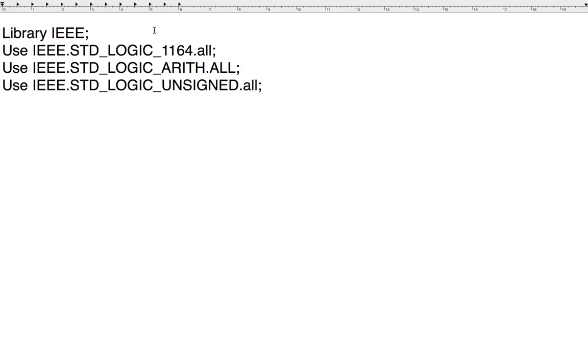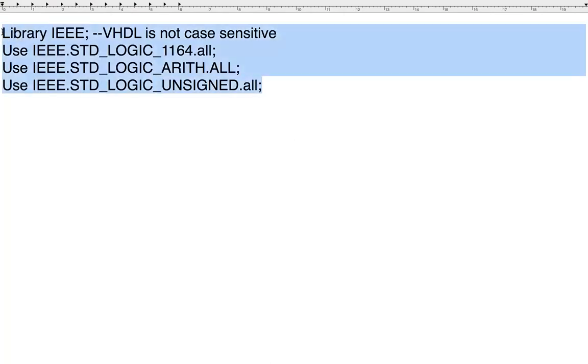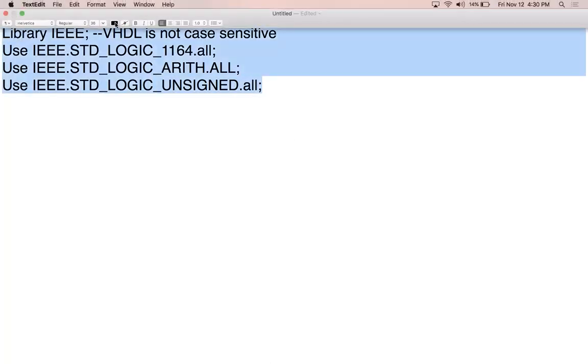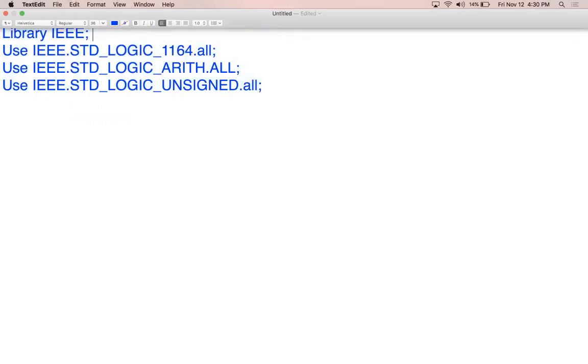Comments are like this when you do 2 dashes. VHDL is not case sensitive. You guys know that is a big thing. VHDL is not case sensitive, so it doesn't matter if I have the capital L or lowercase L. Doesn't matter if I use all capitals or all lowercase, it doesn't care. And so this is all my libraries right here. I'm just going to put all the libraries in different colors so we can see it.